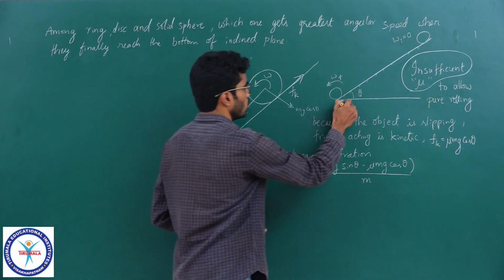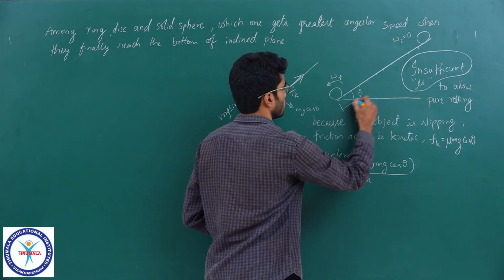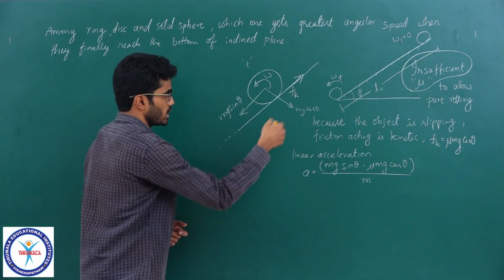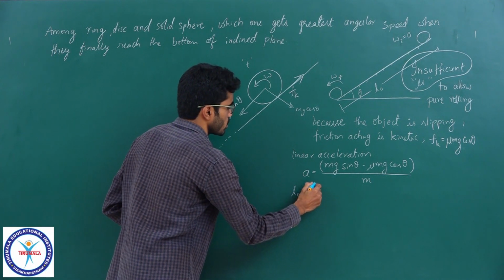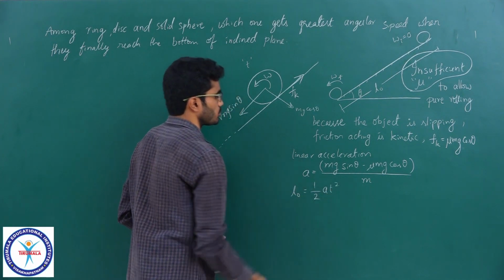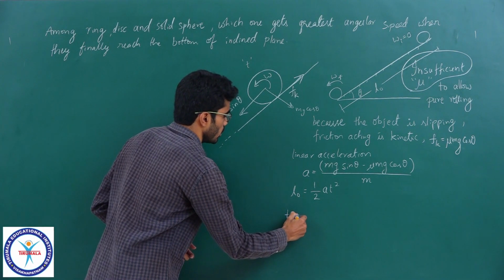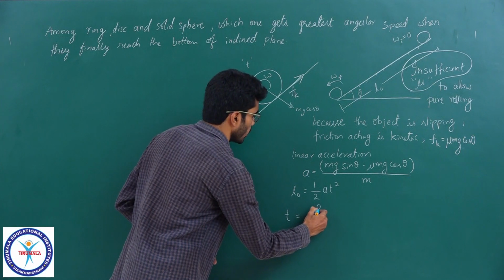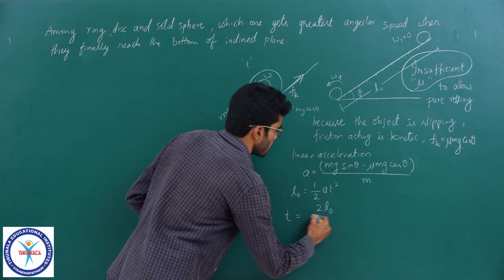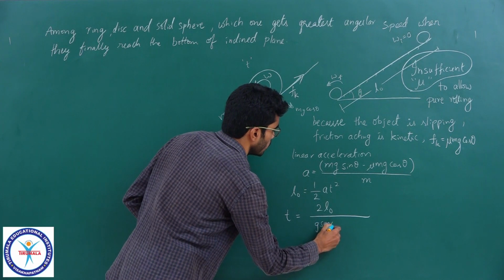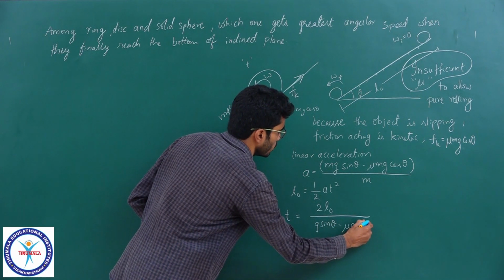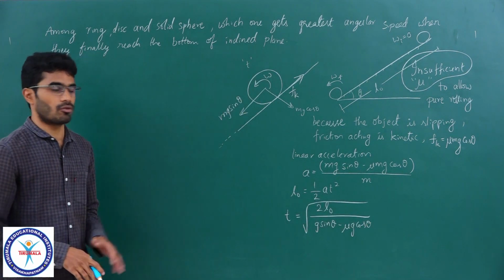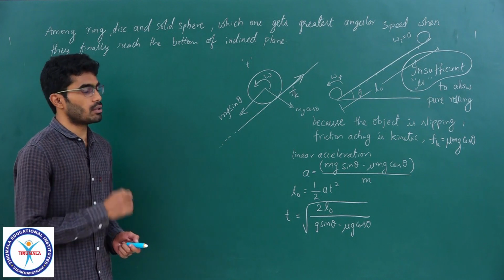Now, let us say the length of the inclined plane is L naught. So, the distance it has to travel, L naught, is given by half a t square. So, from this time will be equal to root of 2 L naught by a, which is g sin theta minus mu g cos theta. So, this will be the time taken for the objects to reach the bottom of the inclined plane.